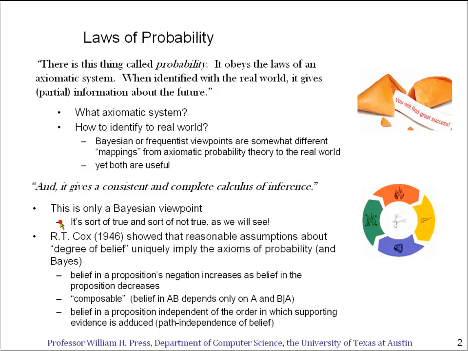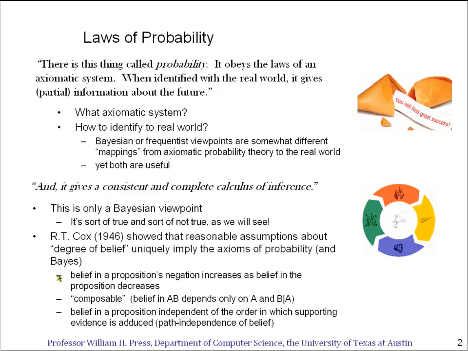We'll see that this viewpoint is kind of true in many ways and maybe not quite true in some other ways. But to give you an idea that there's actually some math behind this, even though we're not going to go into it, the foundational paper on this goes back to 1946 by R.T. Cox. And R.T. Cox showed that if you start off wanting to make reasonable statements about degree of belief in something, that if you make reasonable assumptions, in fact the three assumptions that we're going to go through right here, you end up with the axioms of probability and with the Bayesian viewpoint.